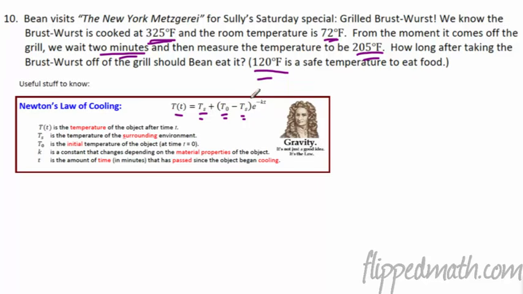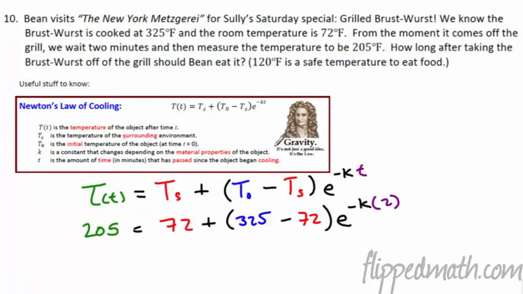We have e to the negative kt. K is actually a variable that depends on what the substance is. Okay, Brustwurst has one value of K, a lead pipe would have a different value of K, water has a different value, so on and so forth. So we need to find out what that is for the Brustwurst. We do know the time, in this case they tell us it's 2 minutes. So let's sub everything into this formula right now.